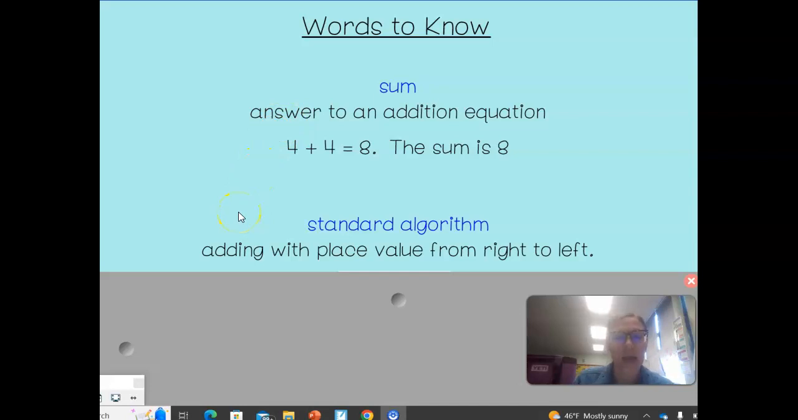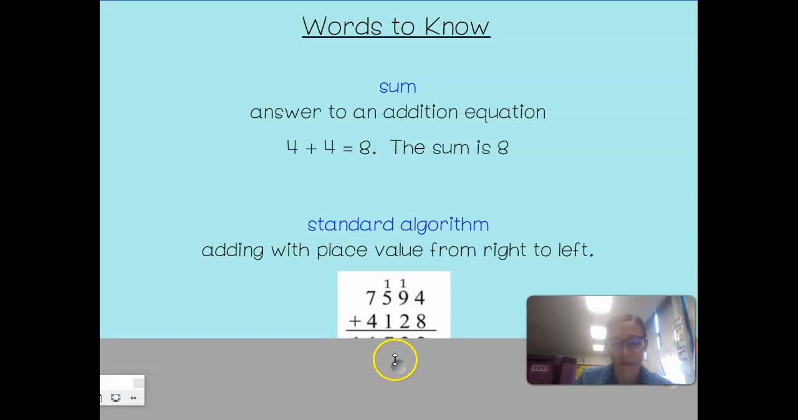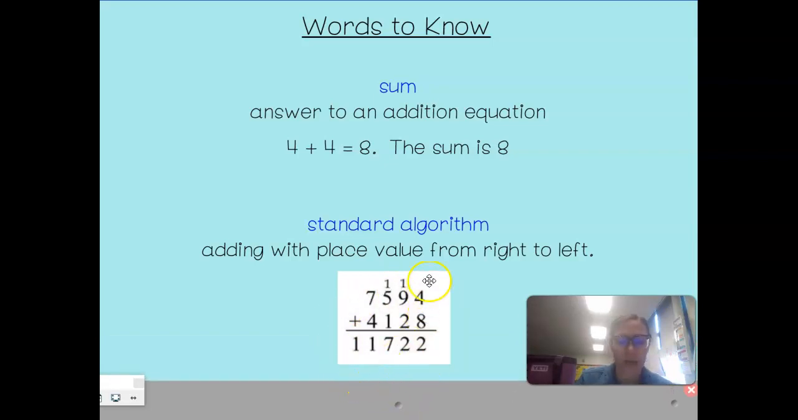The next vocabulary word is standard algorithm. Standard algorithm is adding with place value, where you start on the right and you work your way all the way over to the left, starting in your ones and working your way to the largest place value that you have. Here's a picture of what the standard algorithm looks like. You're adding in your right-hand column first, and then if the number has 2 place values, you regroup and carry over and add to the following place value.